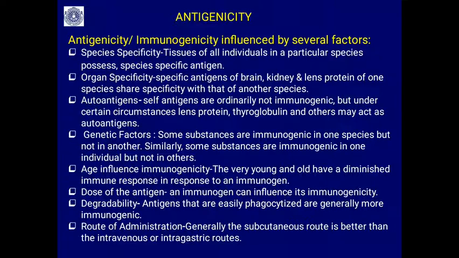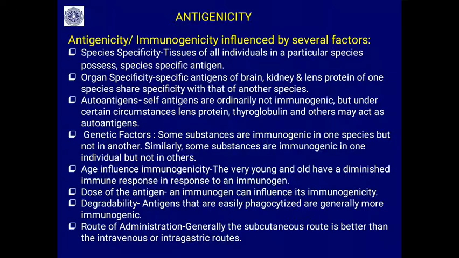Then age also influences the immunogenicity. Very young and old people have diminished immune response when compared to young people. Then dose of antigen, this is very important whenever fixing the dose for a vaccine. The dose of the immunogen can also influence the immunogenicity. Degradability: antigens that can be easily phagocytized are generally more immunogenic.